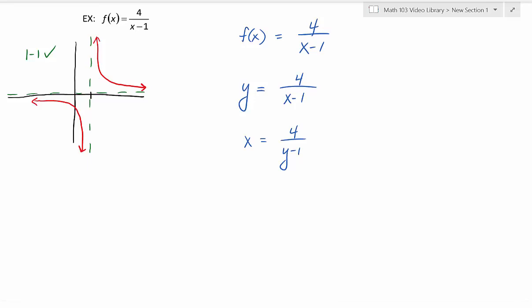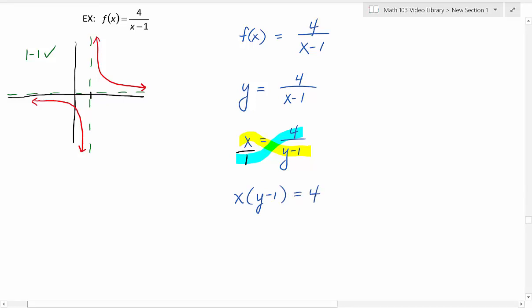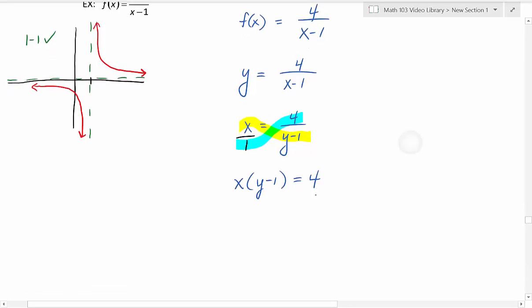You can think of this two different ways to accomplish this. You can either look at this as a rational equation and multiply both sides by the LCD of y minus 1. Or you can note that this is a proportion and we can cross multiply when we have a proportion. I cross multiply whenever possible. So that's going to give us x times the quantity y minus 1 is equal to 4. And now we solve for y.